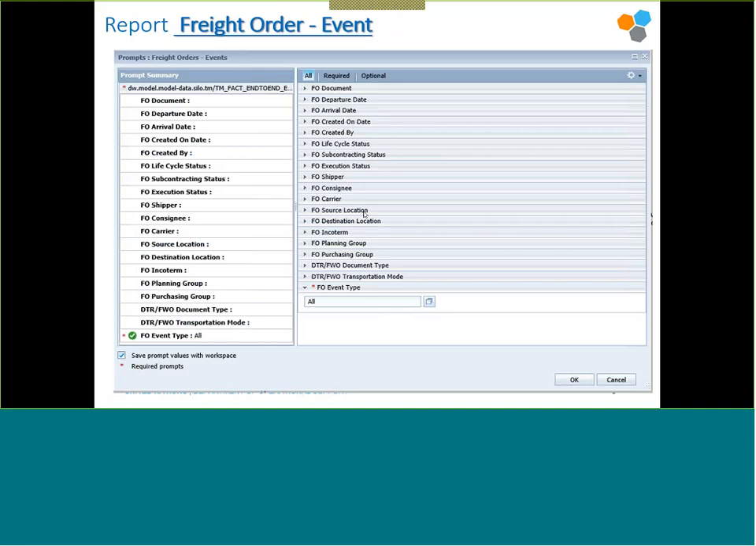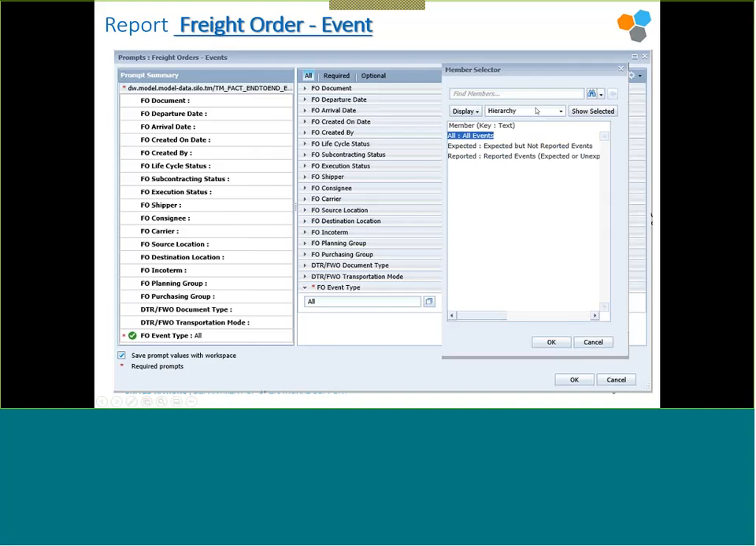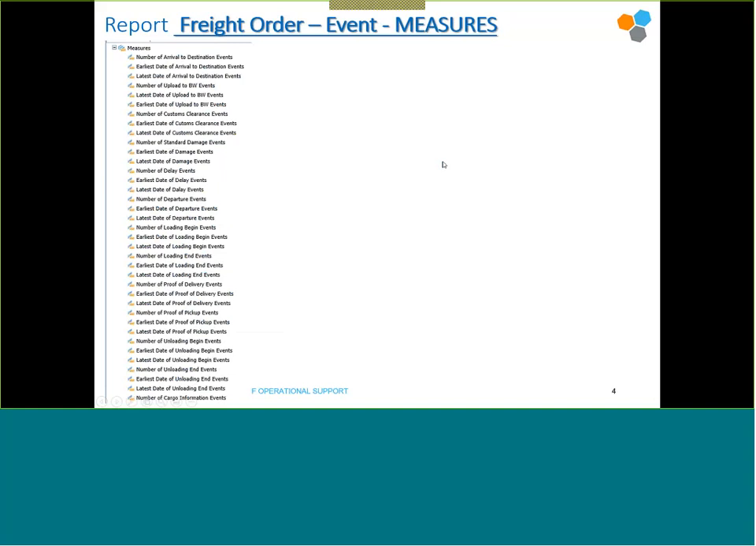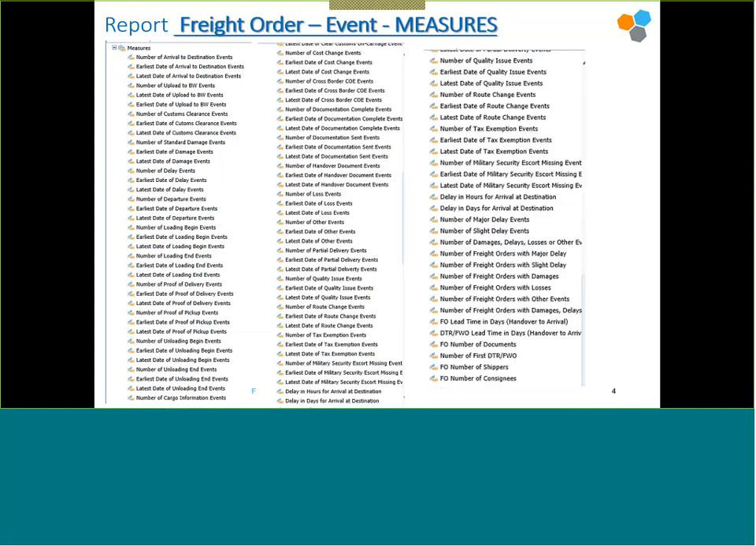But then, as we always do, we show you the prompt. The prompt is mostly devoted to the four master data elements, as you can see, and two DTR elements related to the transportation mode and document type, and in the member selector we can always select all events or the expected or reported events as we saw in the event details. So it's very similar to the prompt from freight order and events, but here the difference is quite huge in terms of measures, and you'll see. Because these are just screenshots of the number of measures that you can use in your analysis for these specific reports. And if you count one by one, I think it's more than 100.